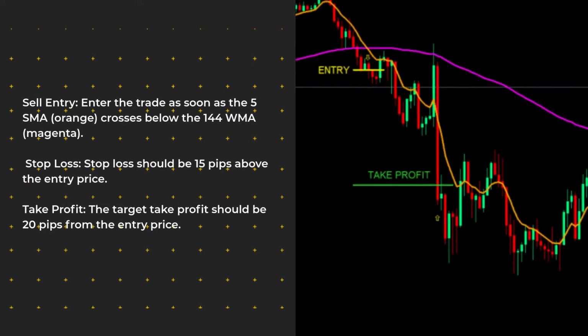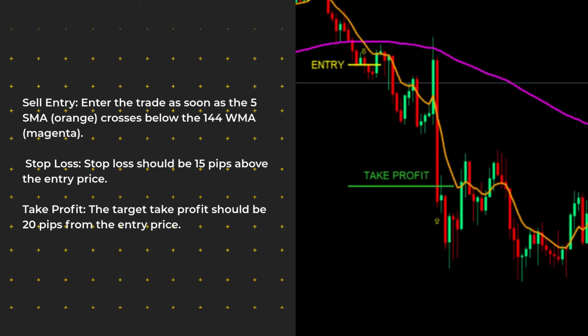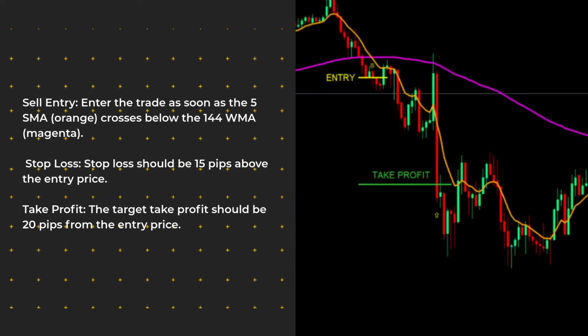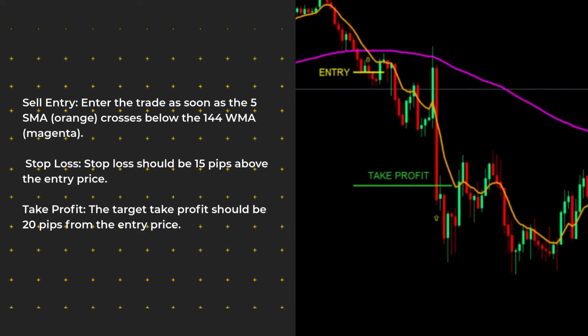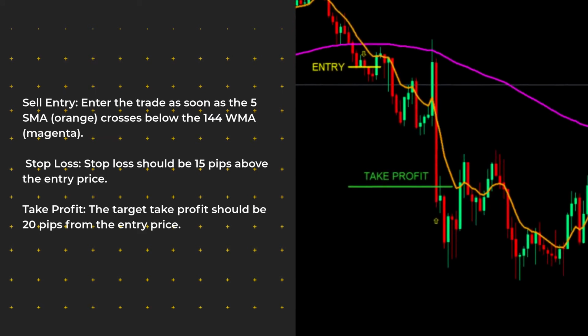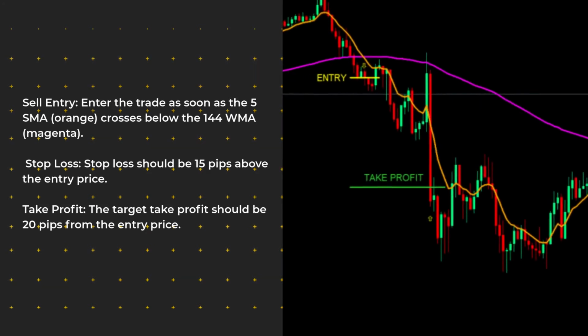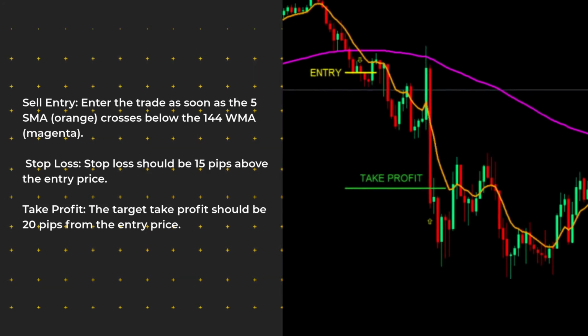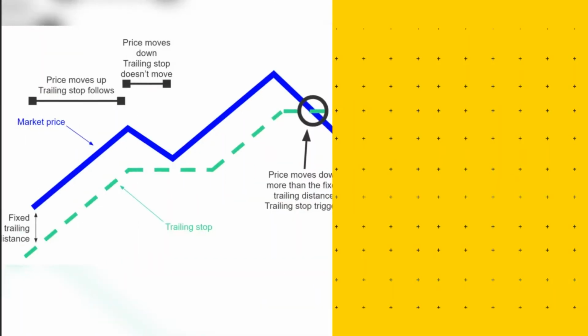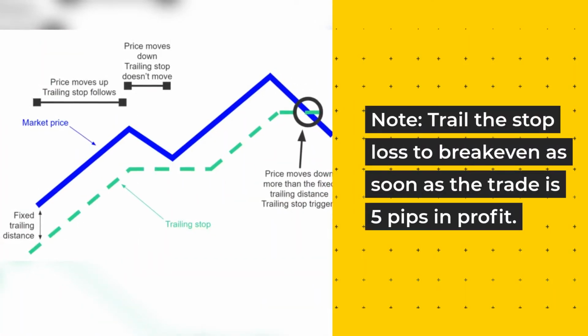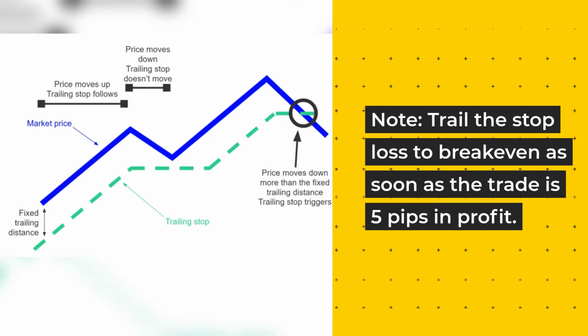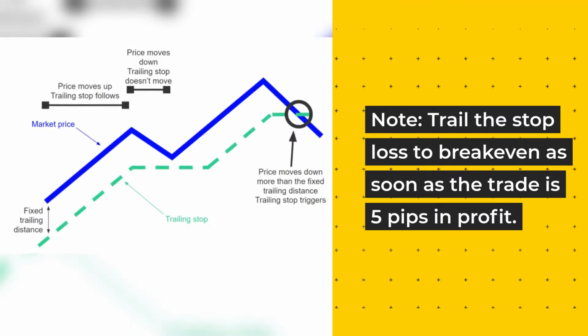Sell entry: enter the trade as soon as the 5 SMA, orange, crosses below the 144 WMA, magenta. Stop loss should be 15 pips above the entry price. Take profit: the target take profit should be 20 pips from the entry price. Note: trail the stop loss to break even as soon as the trade is 5 pips in profit.